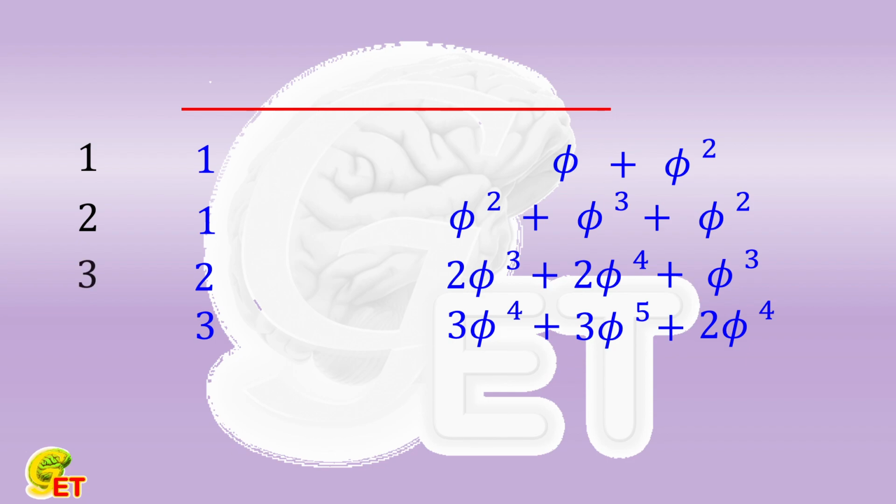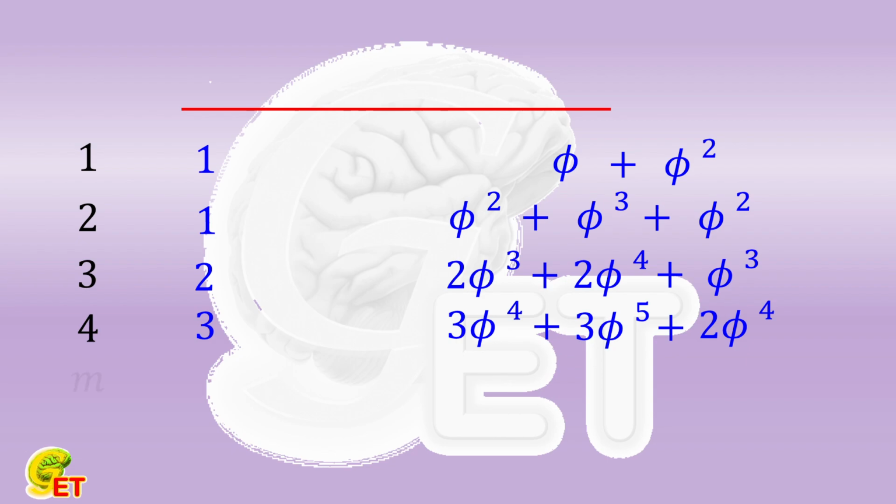In the third group, there are 2 cuts. The longest length is phi to the third power, for 3 segments, including the 2 segments cut out in this group, and the 1 left before. In addition, there are 2 segments of phi to the fourth power. In the fourth group, there are 3 cuts. The longest length is phi to the fourth power, for a total of 5 segments, including the 3 segments cut out in this group, and the remaining 2 segments left before. In addition, there are 3 segments of phi to the fifth power, and so on.